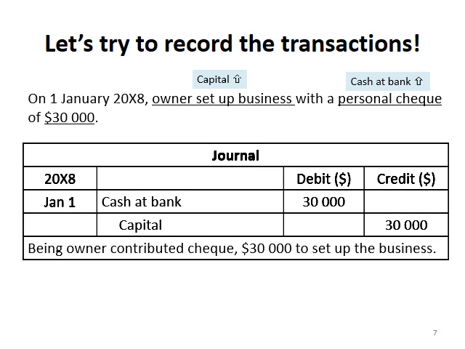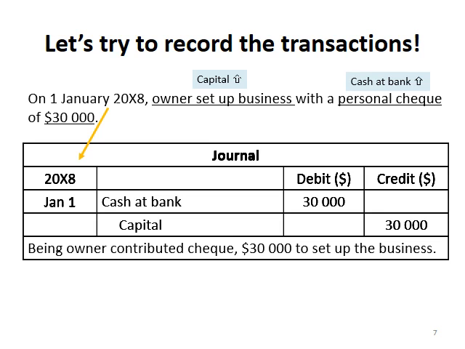Please take note that in a journal entry, unless otherwise stated in the question, every student will have to provide a narration. In this case, you will just write, being owner contributed a check of 30,000 to set up the business.